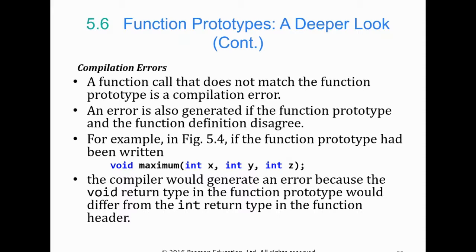So, a function call that does not match the function prototype: if you call a function and your call does not match the function prototype, then that will give you a compiler error, right? For example, if we had written something like int void maximum int x y z, the compiler would generate an error because void was not right, we're actually returning an integer. So this conflicts with our prototype, and that would have caused a compiler error.